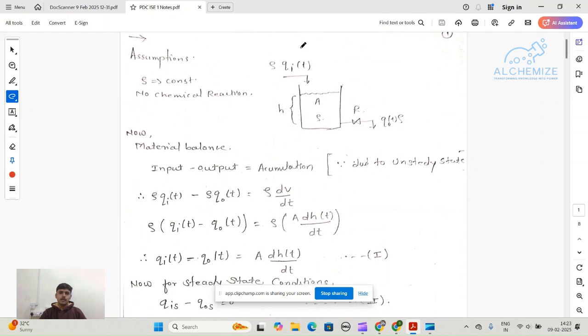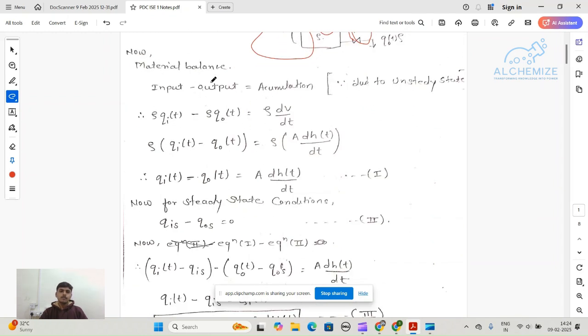First, we will take the material balance. I will define the system first. Here it's the density, the input flow rate, the output flow rate, and here the wall is the resistance to flow. A is the total internal area, that is the cross sectional area, and h is the height of the liquid level in the tank.